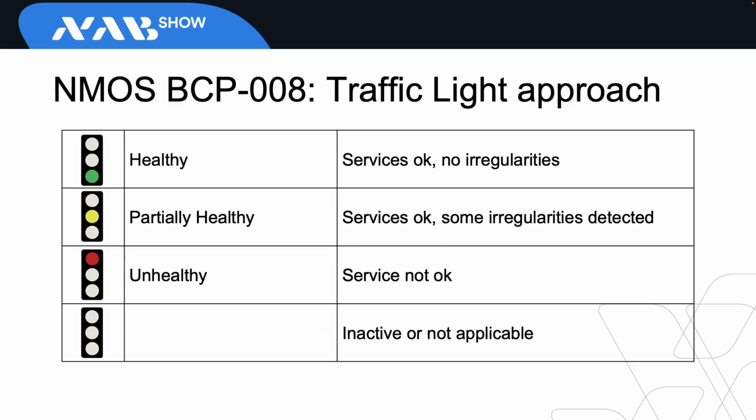I already mentioned the green light. It has very simple rules, very generic rules. If something's green, it means the services are okay and there's no irregularities whatsoever. Yellow means the service is still okay. You don't have to worry. Your picture, your sound, everything's good. But maybe you want to check something is not quite right. And obviously red, you have an unhealthy service there.